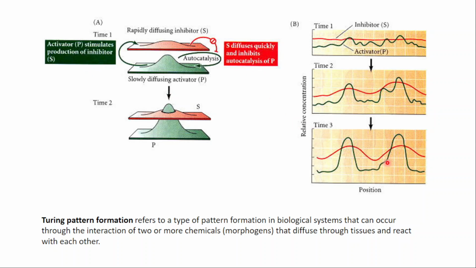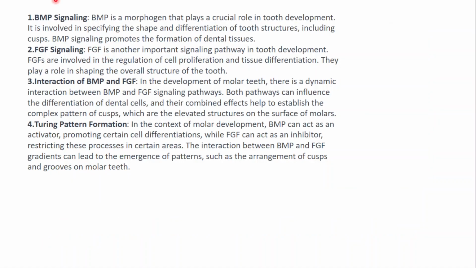Then in the next phase, when the activator slowly rises up due to its slow diffusion, we can again see production of the inhibitor. So this is the mechanism of how BMP and FGF play to make molars. So let us learn it in the molar context. BMP is a morphogen that plays a crucial role in tooth development. It is involved in specifying the shape and differentiation of tooth structures, including cusps.